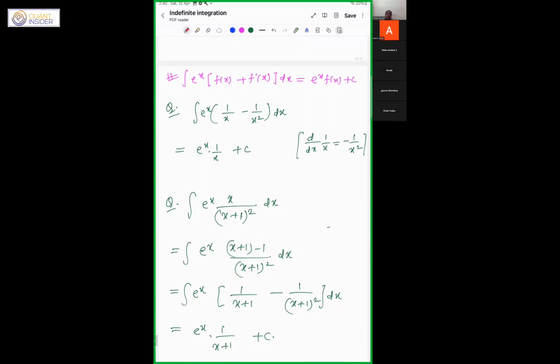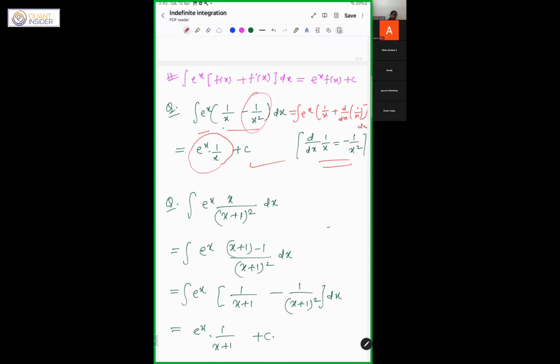So if you find any such function in this form, you can apply the formula directly. In the first example, you have e to the power x into 1 by x minus 1 upon x square. This minus 1 by x square is the differentiation of 1 by x. I have also mentioned it here. So actually you have e to the power x, in the bracket 1 by x plus the differentiation of this 1 by x. And the result says it becomes e to the power x f(x), so e to the power x into 1 by x, and plus.